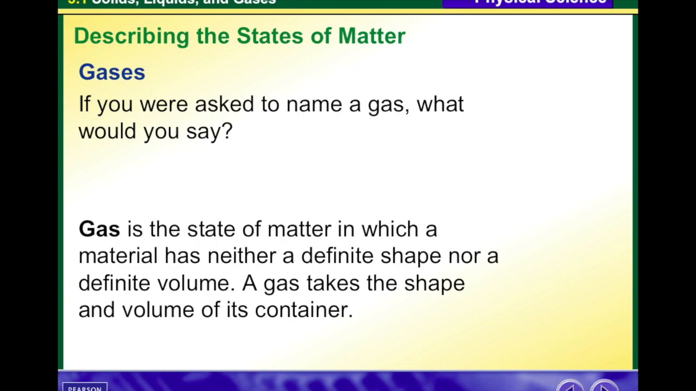Gas is a state of matter where there's neither a definite shape nor a definite volume. So a gas takes the shape and the volume of its container. It can spread out, and it also can be compressed. This will be very important when we get to the gas laws at the end of Chapter 3.